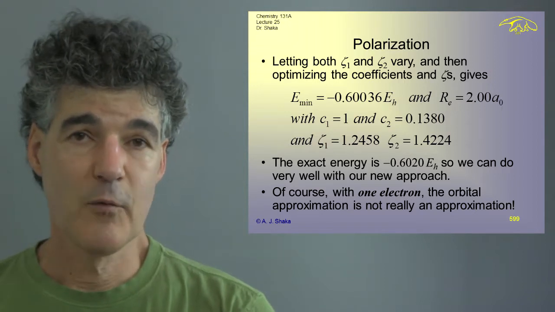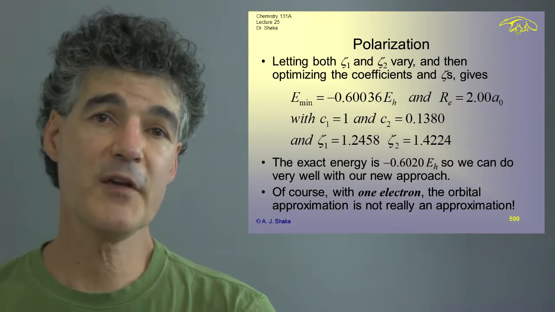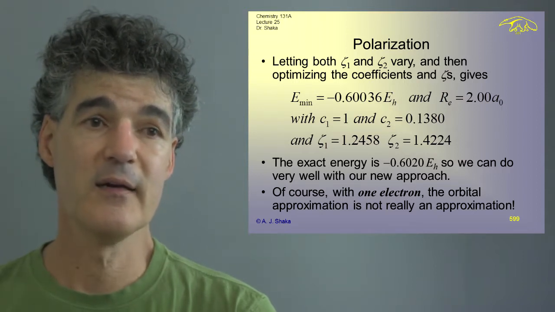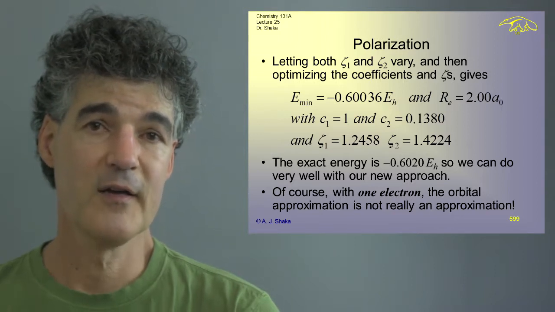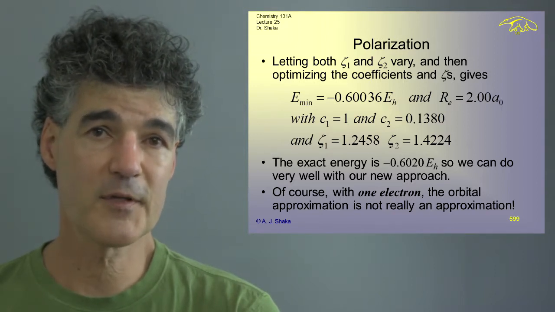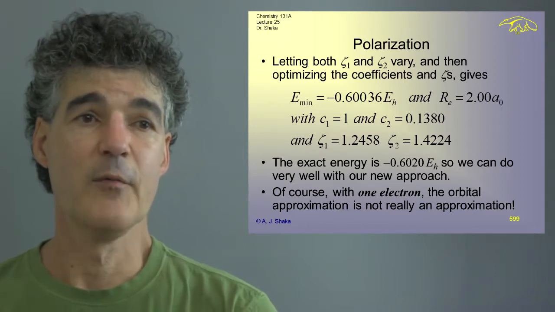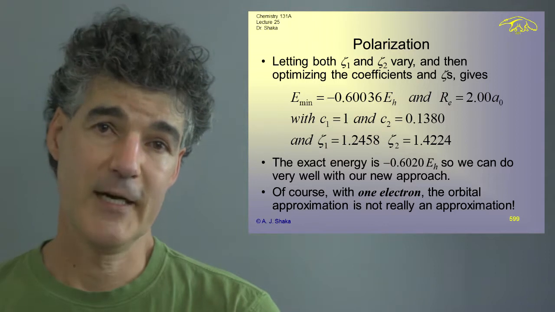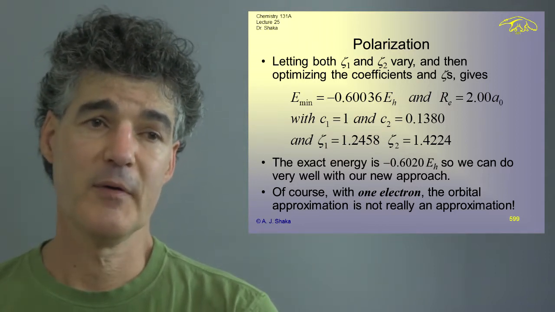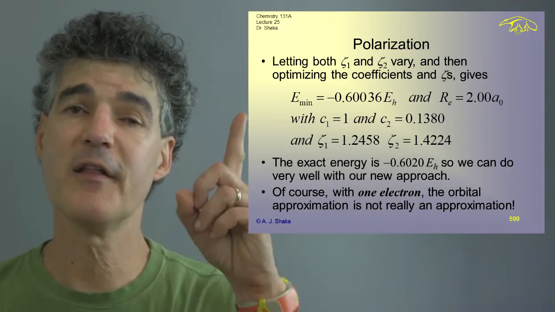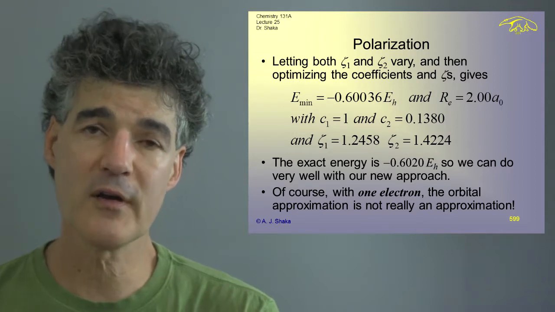Of course, with one electron only, the orbital approximation is not really an approximation at all because there's only one electron. So of course we would expect to be able to do very well once we get the form of the orbital down. We could include more terms. You can say, well, which ones would we include? Would we include a 2s pointing the other direction? The answer is no. That would do absolutely no good at all.